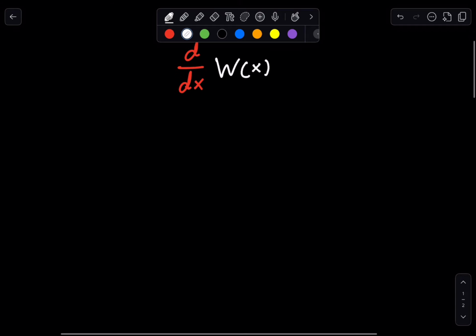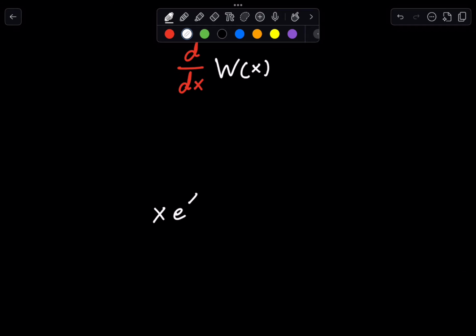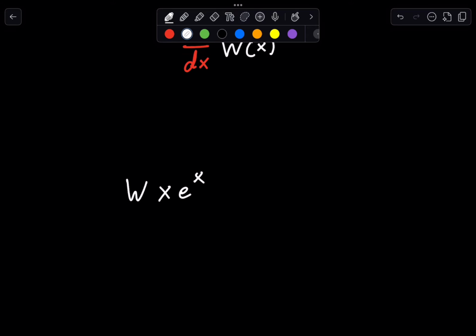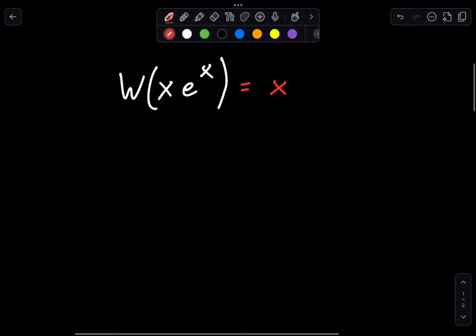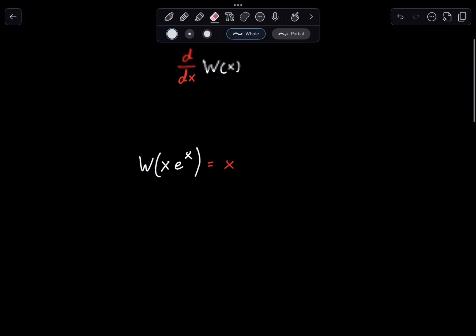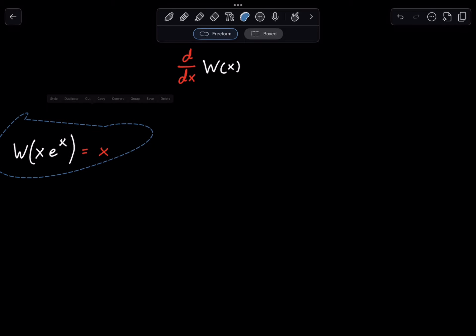For those who don't know, the Lambert W function is defined as such. If I have x times e to the x, and these two must be exactly the same, and I take the W of it, this returns only x. This makes it super helpful for a variety of reasons. For example, if I had 4x times e to the 4x, because these are the exact same, I can take W on this, and it will just give me 4x. Given this new knowledge, I'm going to put this on our left side here, and then we're going to solve it.